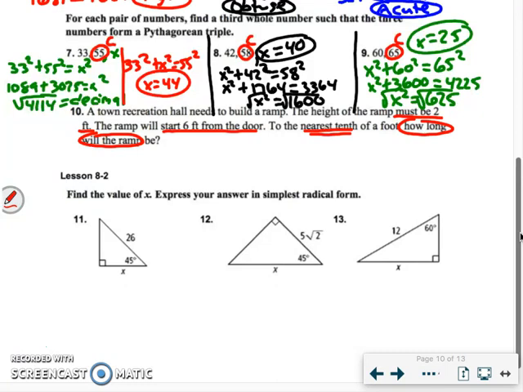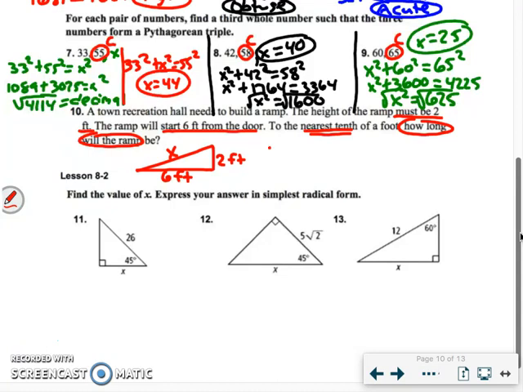Let's draw a picture. We have a ramp going up to a door. We know that it has to be 2 feet tall. We know that the ramp is going to start 6 feet from the door. They're asking how long is the ramp. They're asking for the hypotenuse.